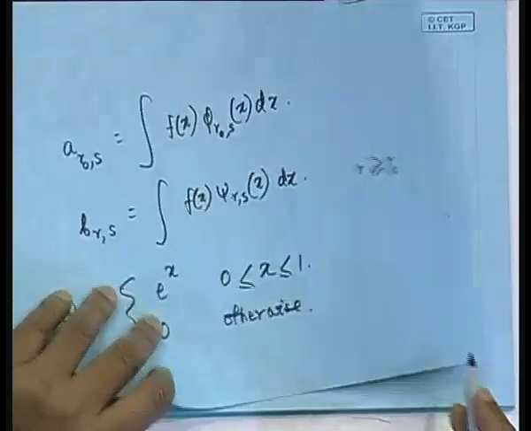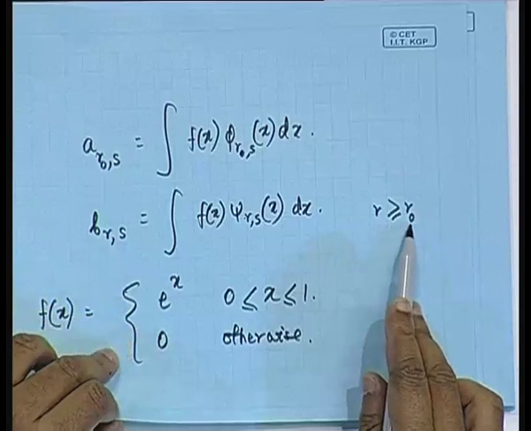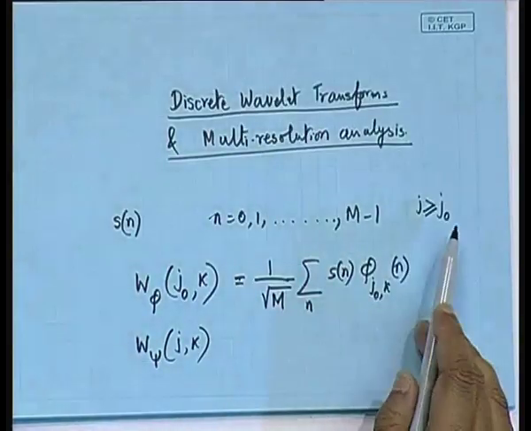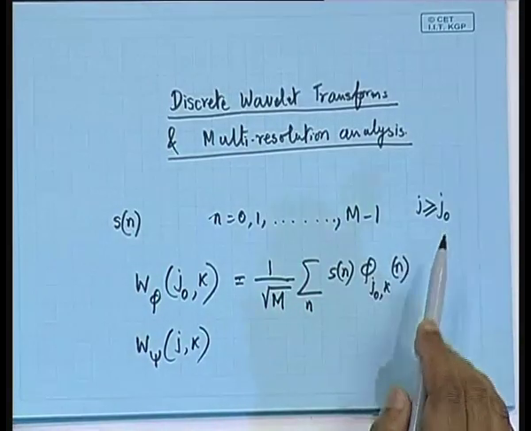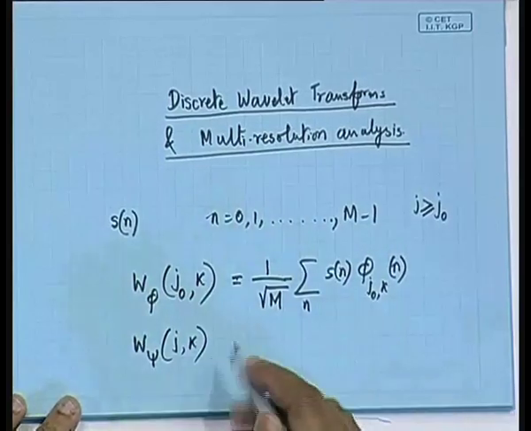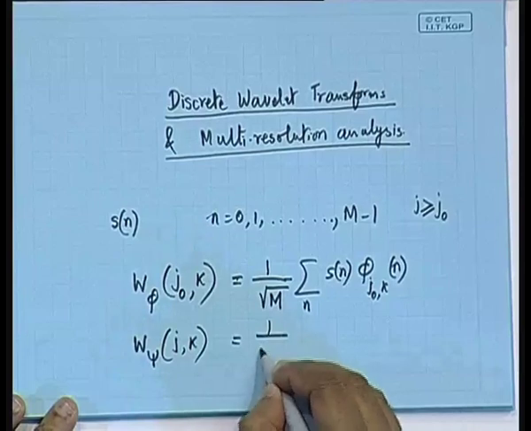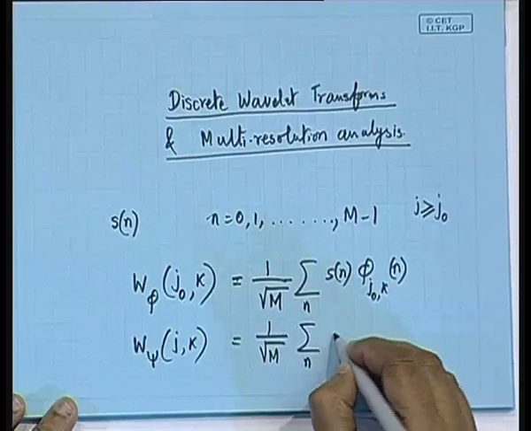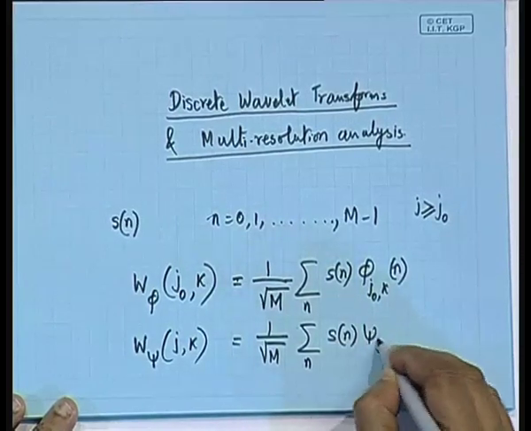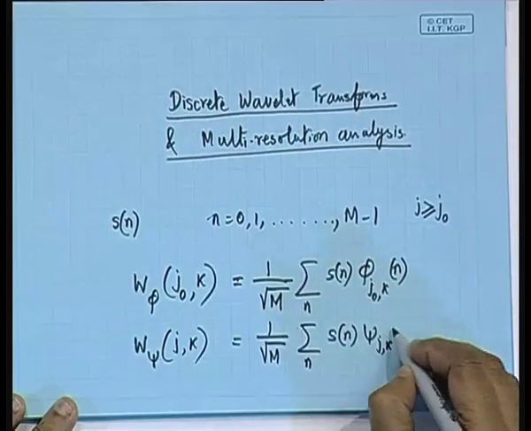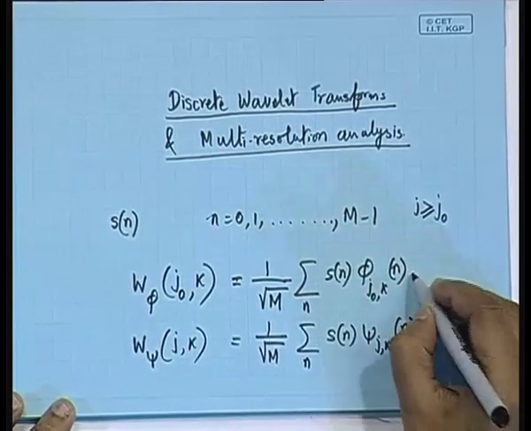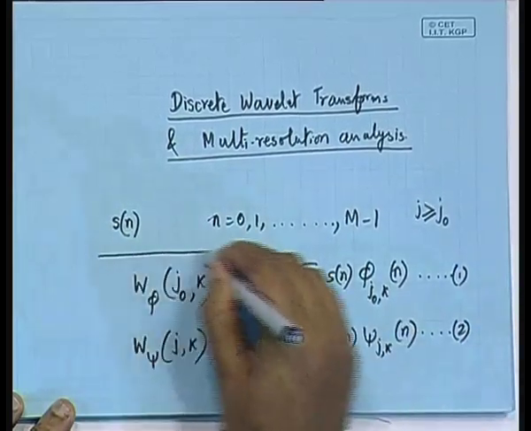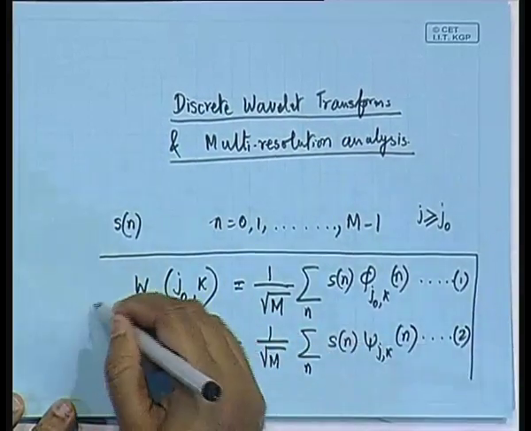Just like the way I had the condition that r is greater than or equal to r 0, that is to say this scaling functions are 0. In this case, I have to make j greater than or equal to j 0, and I can write W psi j k as 1 by root over m into summation over n S n psi j comma k n. So, I have got two equations, let us call this as equation 1 and this as equation 2. Any questions? Yes, please.